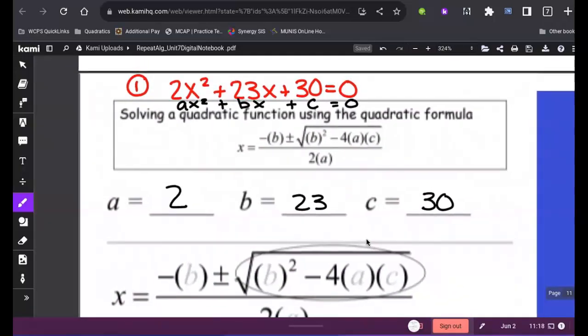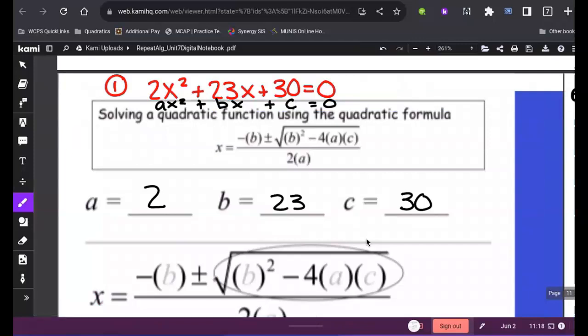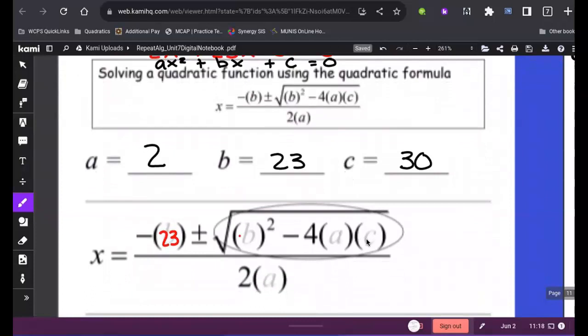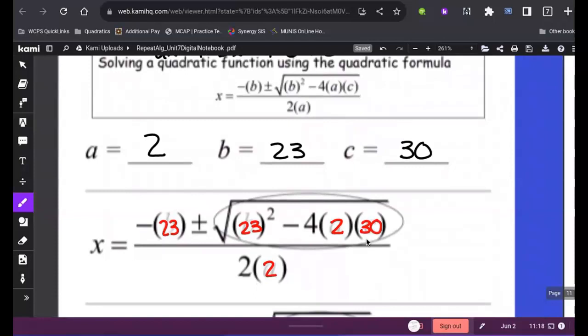We have to make sure that the equation's equal to 0, and then we can identify a, b, and c. The nice thing about the quadratic formula is we don't have to memorize it, and it tells us which numbers to put in the exact spaces. The first number, we put 23 inside the parentheses because there's a little b there. Then we put 23 here again, and then a, which is 2, and then c, which is 30, and then we put a, which is 2, on the bottom. So the quadratic formula is written down for you. All you need to do is identify a, b, and c, and fill in the numbers into the quadratic formula.